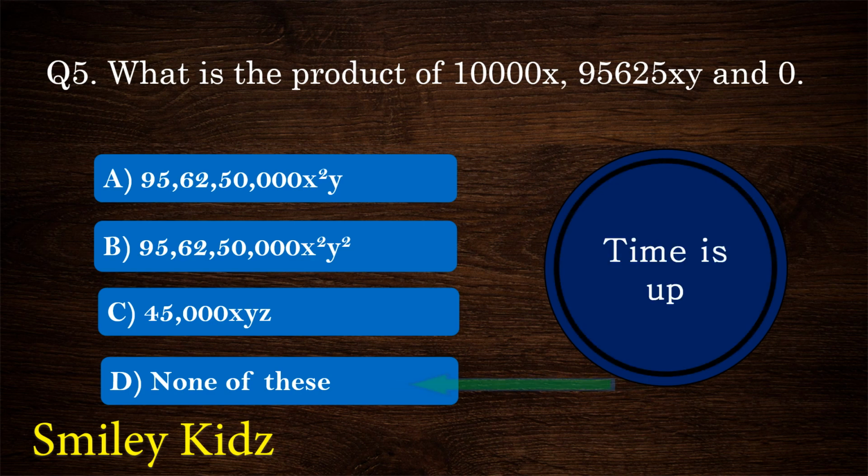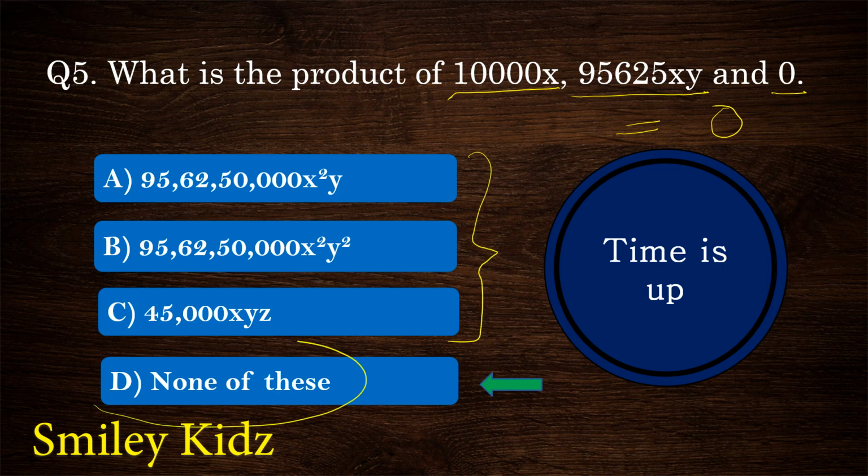Your time is up and the right answer is option D, none of these. The product of 10,000x, 95,625xy and 0 is equal to 0 because any number which is multiplied by 0 is 0 itself, right? So the product of any numbers which is multiplied by 0 is 0. So in this option 0 is not there, so it is option number D, which is none of these, is the correct answer.